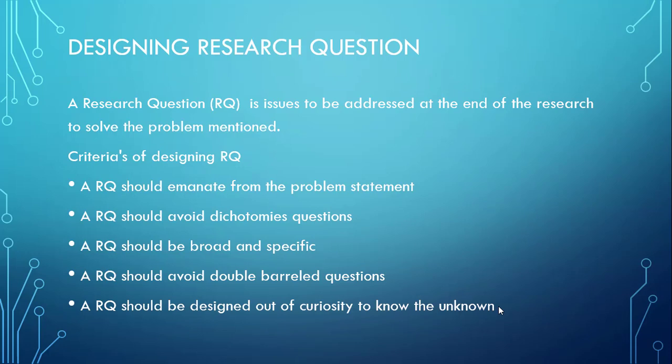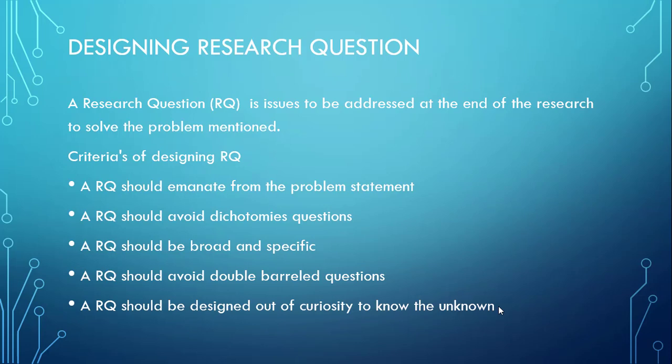All right, we have said the statement of the problem should be in line with the research topic or the research title, and your research question should be in line with the problem statement. So indirectly, it should be in line with the research topic. So the criteria are as follows. The first criteria is your research question should emanate from the statement of the problem. If you design your problem statement correctly, then it will be easier to design and develop your research questions.